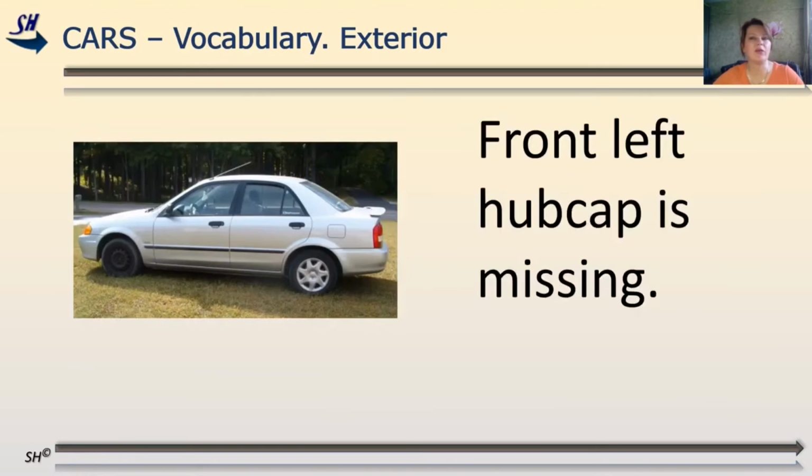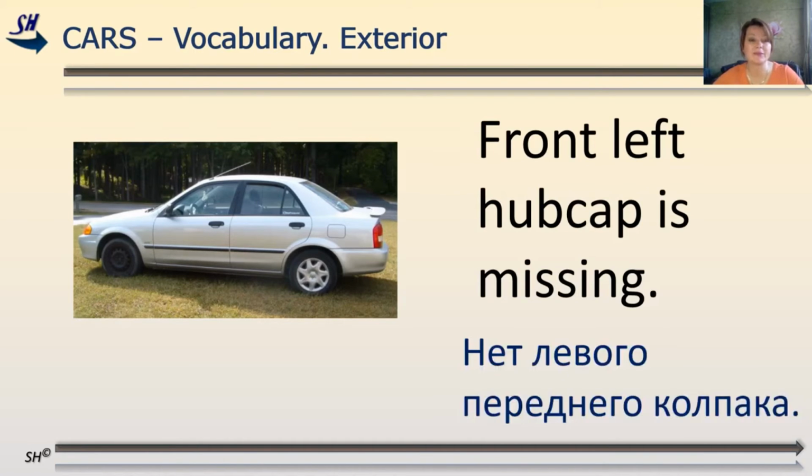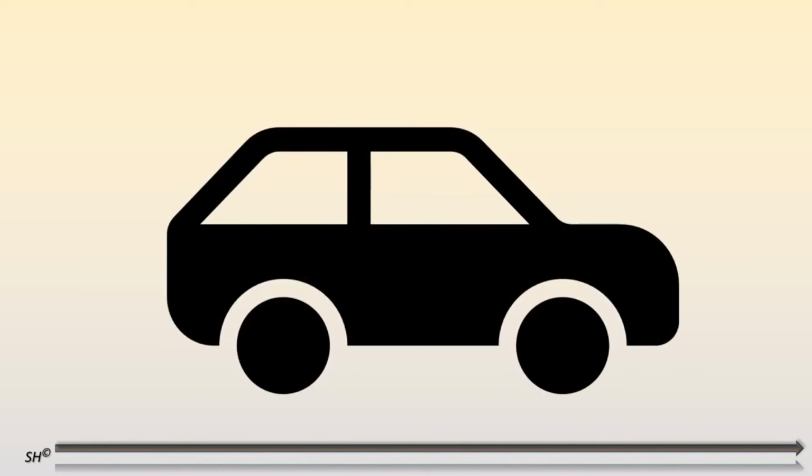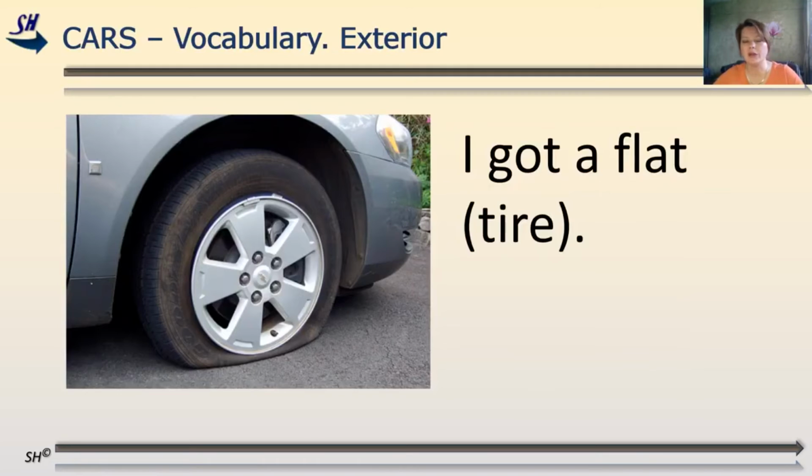For example, front left hubcap is missing. Here we're using the word left, by the way. We can also say front hubcap from the driver's side is missing. You can say, for example, I got a flat, meaning a flat tire, or my tire is flat.